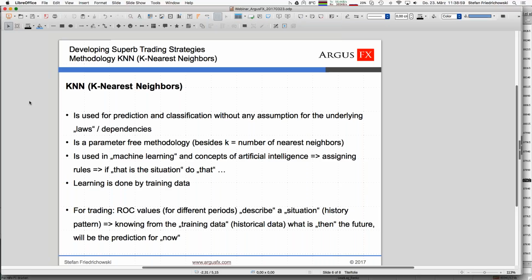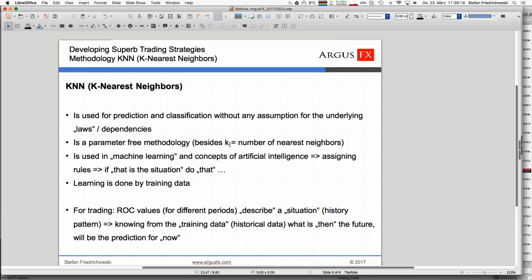It's a more or less parameter-free methodology, besides one, and that's the number of nearest neighbors. You will see how that concept works, and then there's only one remaining parameter, and that is how many neighbors should I take into account.